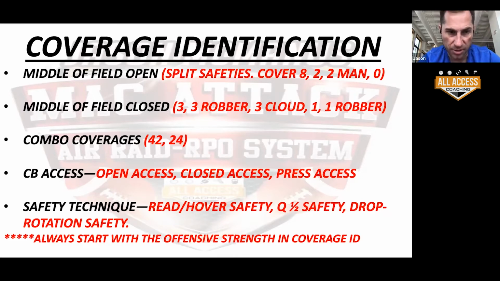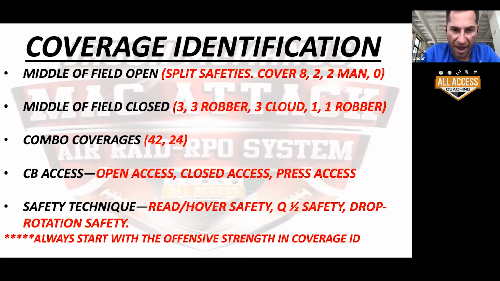And then you also get some combination coverages, which could be a middle field open scenario where you have a coverage to one side and then a different coverage to the other side. So, for example, you could have quarters to the field and 2 into the boundary, or vice versa. And then from there, we talk to our quarterback about cornerback technique, okay? For example, there are three types of accesses or cornerback techniques that we talk about.